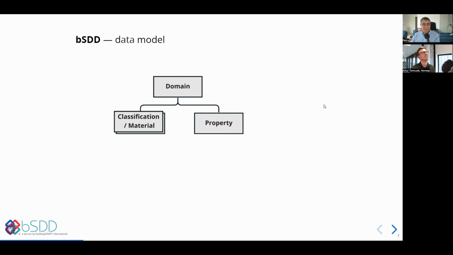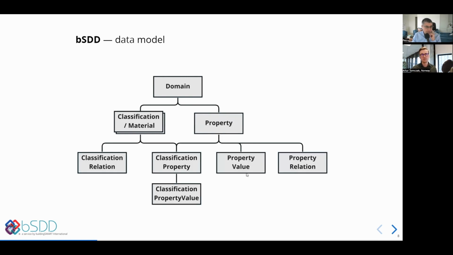show you the example. So bSDD hosts what we call domains. For example, IFC 4.3 is one domain, and Uniclass is another domain. And each domain consists of classifications, and also it could have materials or not, and properties, like individual independent objects. But then you can take it a step further and you can show connections between them. So you can say that IFC wall is connected with this property, for example, width, and this width could have some restrictions, for example, that it has to be larger than 0, and so on.